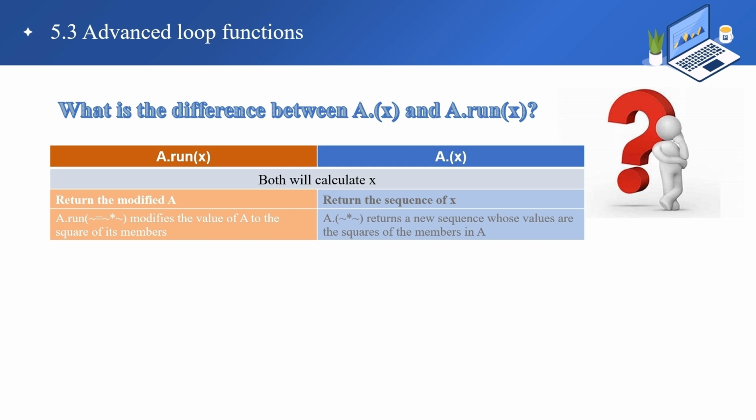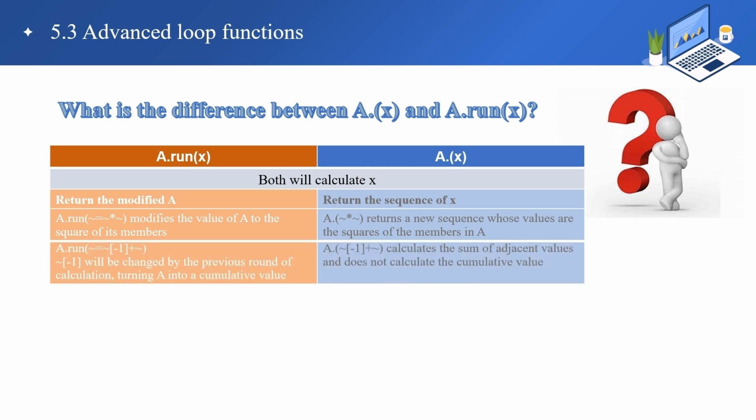For example, a.run tilde equals tilde times tilde will change a into a sequence of the square of its members, which is different from a.tilde times tilde. The latter will return a new sequence, while the former modifies the original sequence. Doesn't this seem to make any difference? Yes, the new generation of sequence is no different from the modification of the original sequence for subsequent calculations, and when only tilde is used for calculation, there is no big difference.